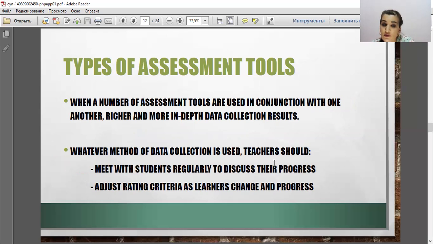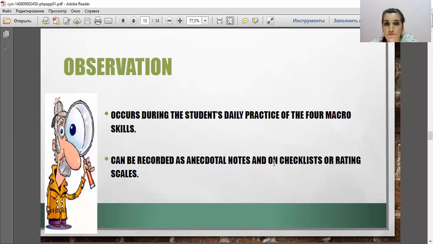So whatever method of data collection is used, teachers should meet with students regularly to discuss their progress and adjust rating criteria as learners change and progress. So it means that after each evaluation or assessment, teachers should, in a mild way, explain the shortage of knowledge of their students, or just promote the students who gained the appropriate knowledge.